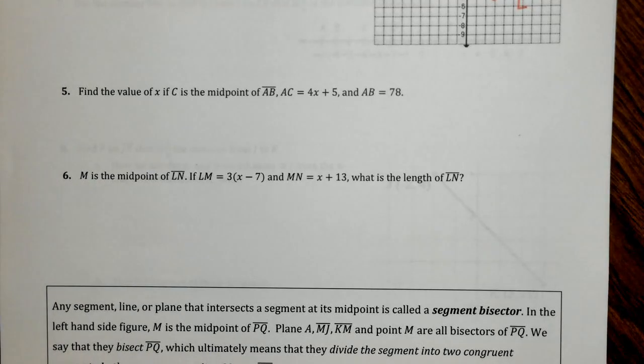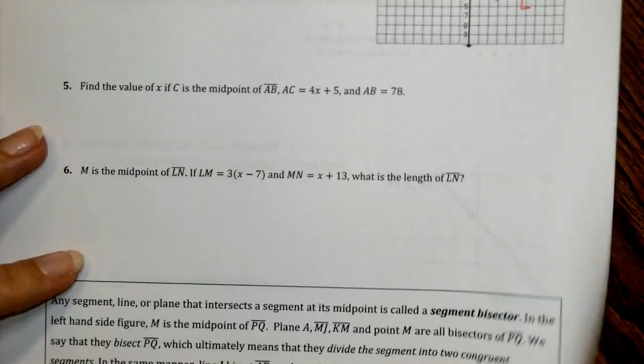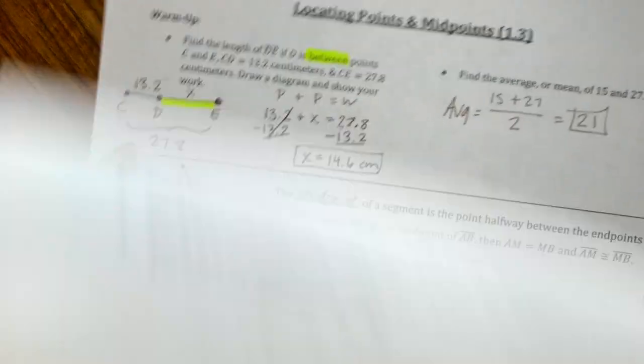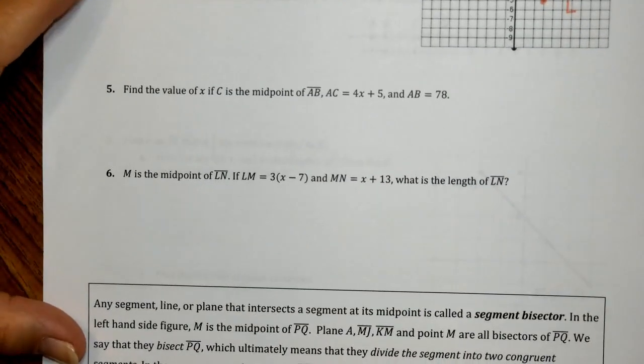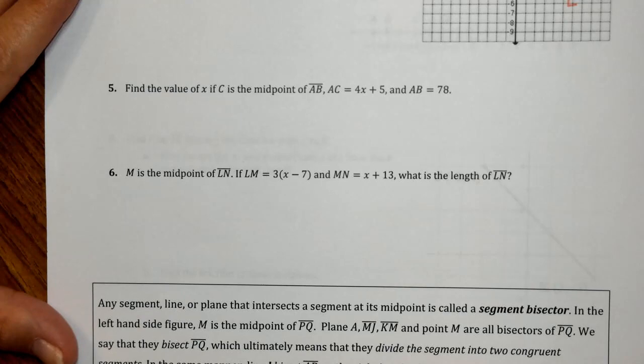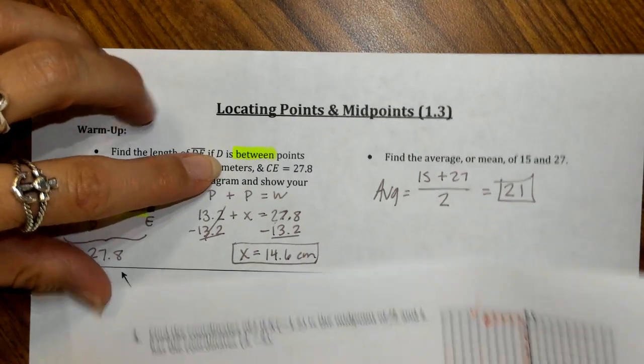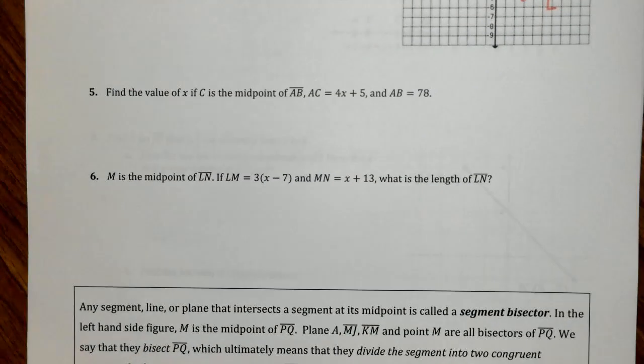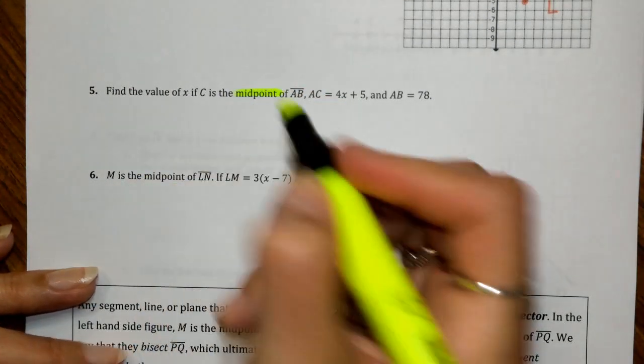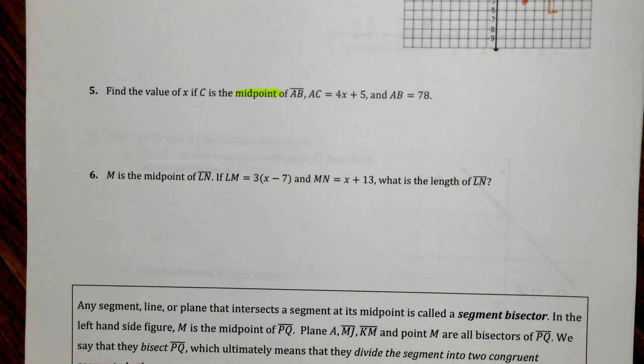Now we're going to take a look at what happens if we don't have a number line. We're going back to looking at the segment addition, but now we're going to be looking at midpoint, halfway. So find the value of x if C is the midpoint. There it is. First problem, we saw between. You're going to have mixed problems. You have to know when is it halfway, when is it not. Midpoint tells you you have congruent parts on both sides of that midpoint.